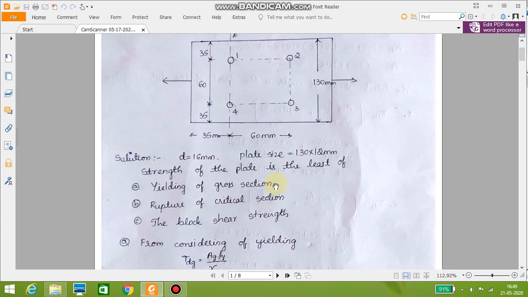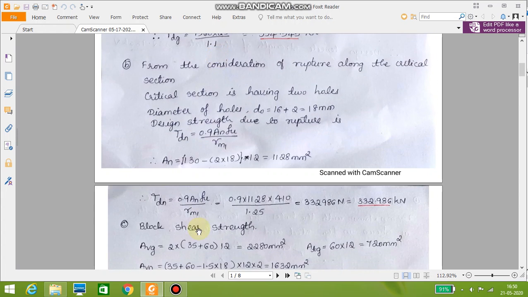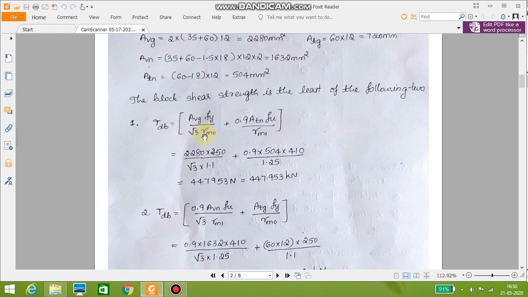The next one is the strength due to block shear. In the block shear, there are two formulas given in clause number 6.4 of IS 800-2007. The formula is TDB1 equal to AVG into Fy divided by root 3 into gamma m naught plus 0.9 ATN into Fu divided by gamma m1. I think all these things are already covered in the previous lectures.